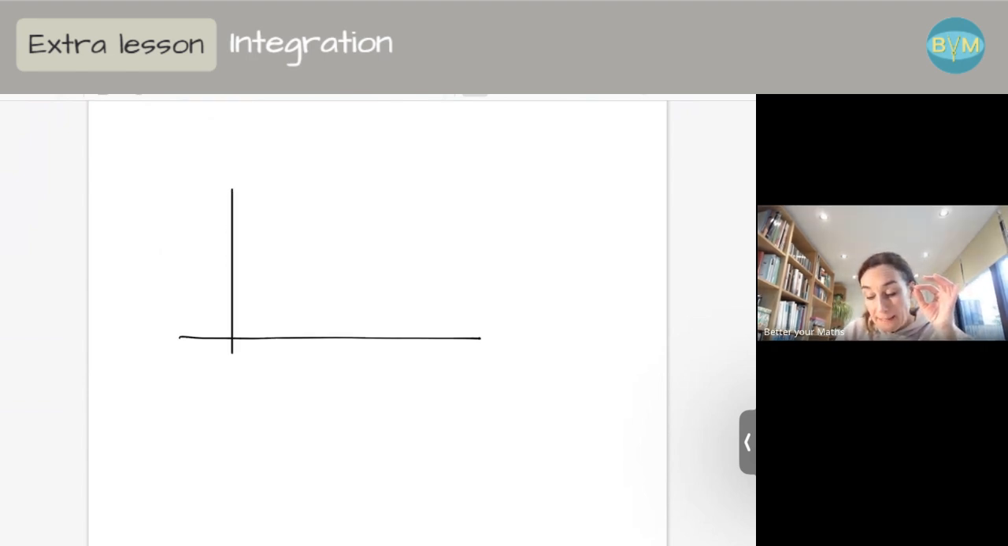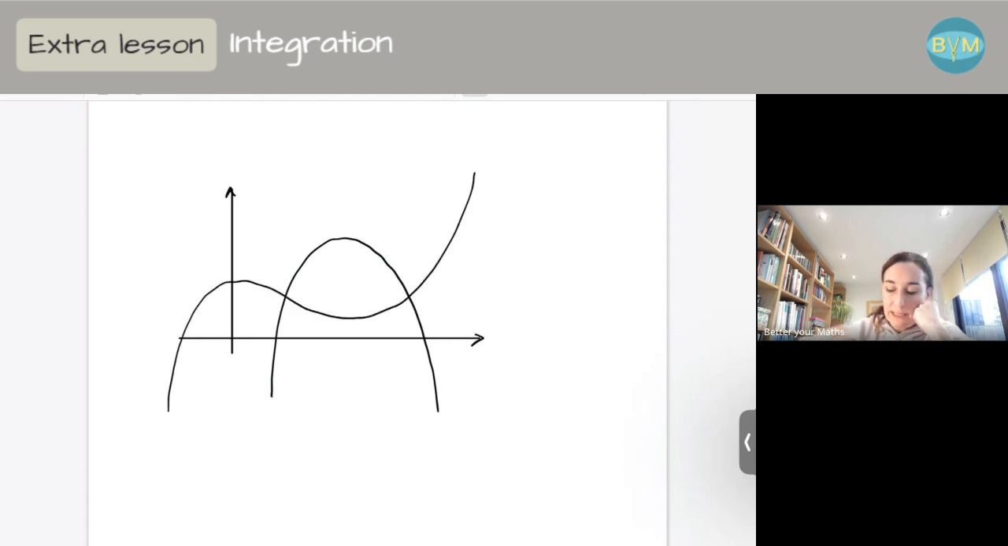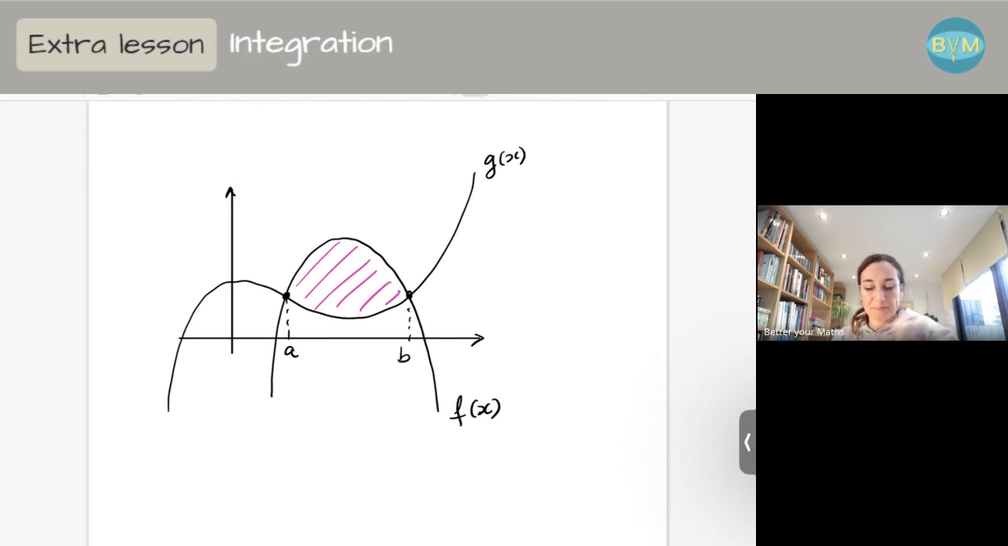Imagine you have to find the area trapped between, I don't know, this graph here, this one here. So a quadratic, and we are going to call this g(x) and this one f(x), and we need to find this area here. What we are going to do first in any case is find these points of intersection, because those are going to be our limits of integration. Let's say this is a and this is b.